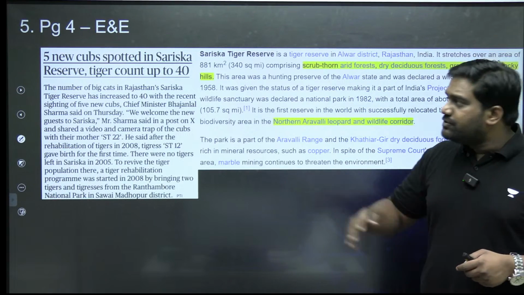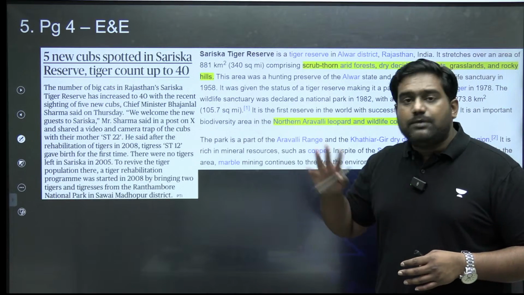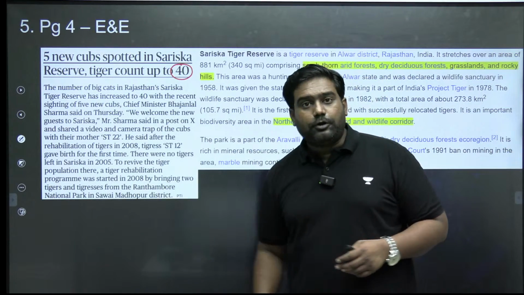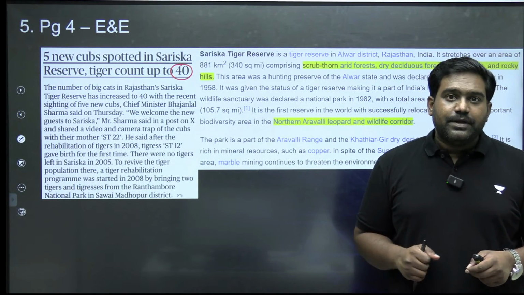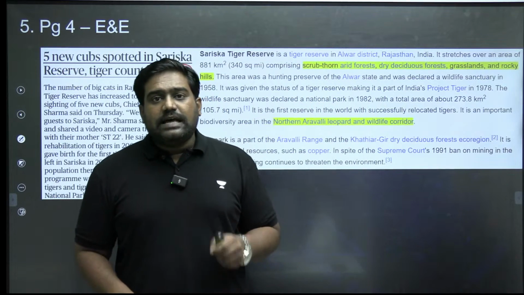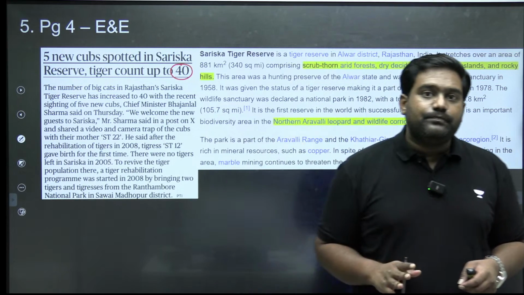There is a positive news. According to this article, 5 new tiger cubs have been spotted in Sariska and the tiger population has jumped to 40. Now, this is extremely important and I'll tell you why. Just around 2 decades ago, in 2005, Sariska had lost all its tigers. Its tiger population had fallen to 0.